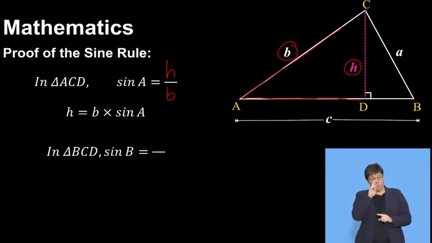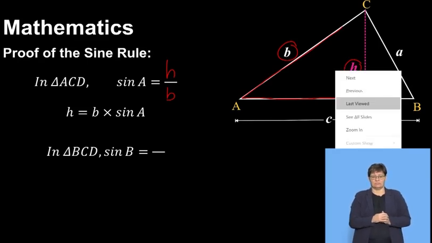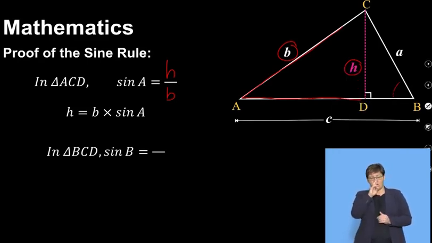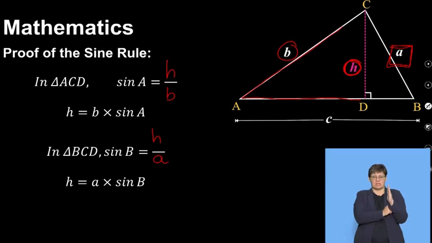Right, now we're going to look at the other triangle, on this side, BCD. In triangle BCD, we're now going to write out the value for sine B. The opposite is h, but in this triangle, a is the hypotenuse. So sine B will be h over a. Let's write that down quickly. Now we're going to rearrange that again, just to make h the subject of our formula, and we end up with h equals a sine B.